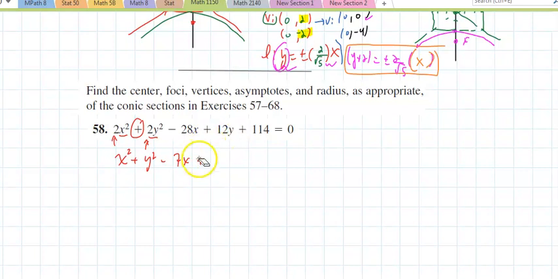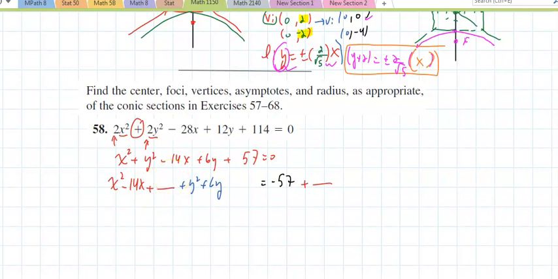By 2, not by 4. I'm so stuck on the radius. By 2, that's 14x plus 6y plus 57 equals 0. So I'm looking at x squared minus 14x plus y squared plus 6y equaling negative 57.